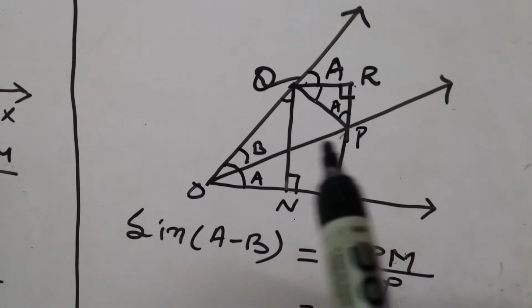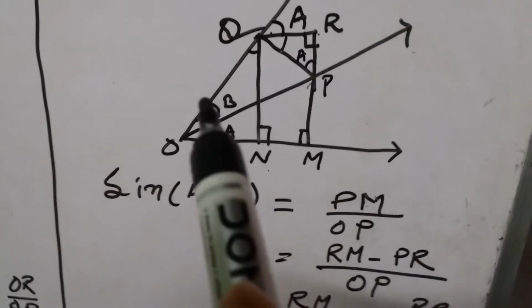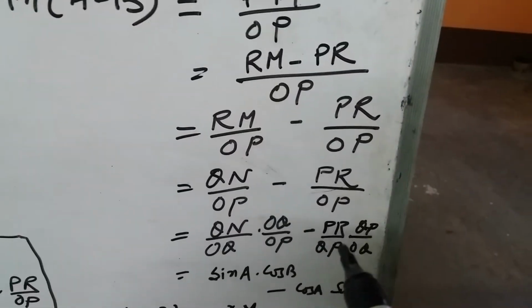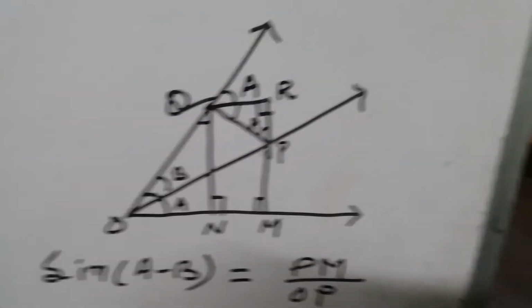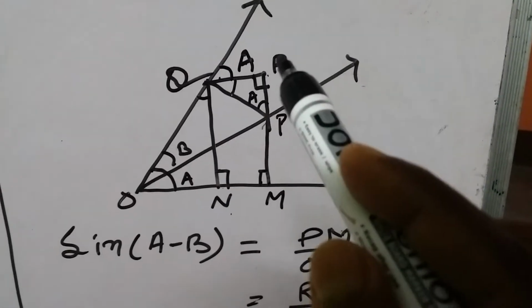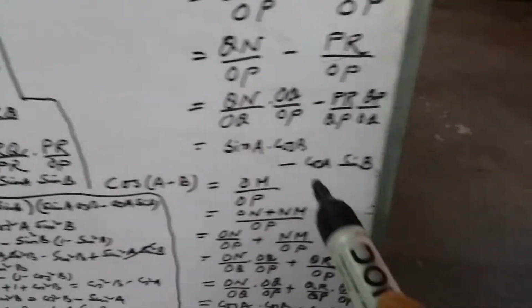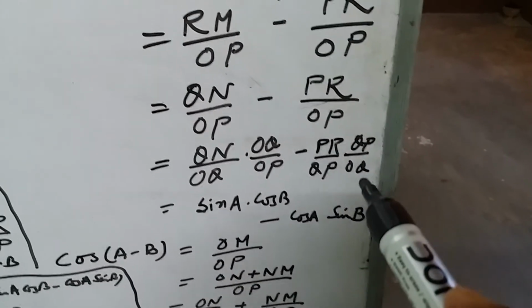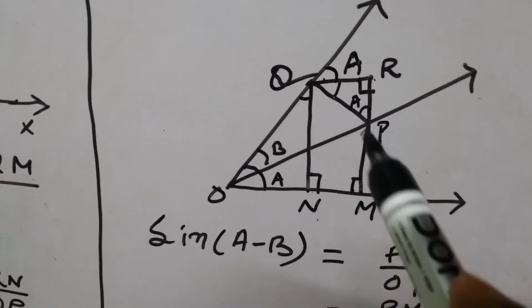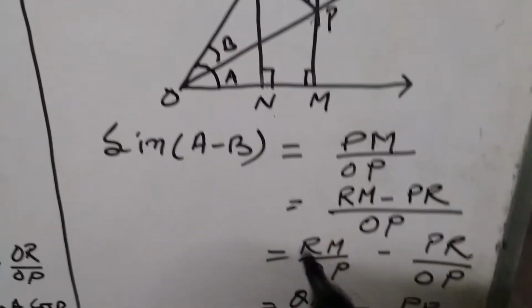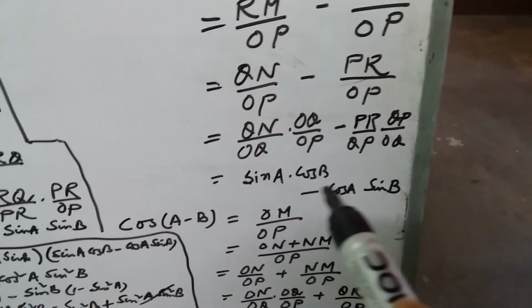OQ by OP? So that is cos B. Okay, right here cos B. Now PR by OQ, so this is cos A, right here cos A, and QP by OQ, that is perpendicular by hypotenuse, so this is sin B right here. So sin A cos B minus cos A sin B.